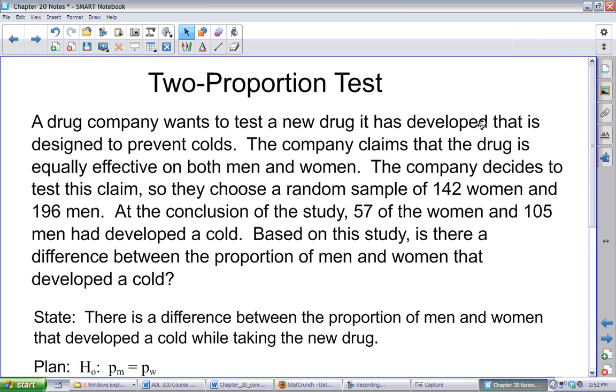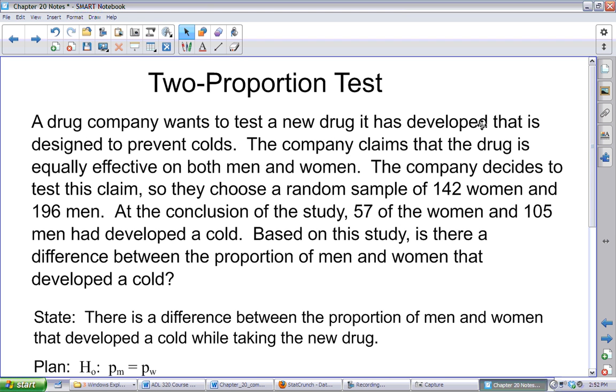Now let's look at a two-proportion test. We're looking at a problem dealing with a drug company that wants to test out a new drug it has developed that is designed specifically to prevent colds. The company claims that the drug works equally well on both men and women. So they're going to test that claim and choose a random sample.